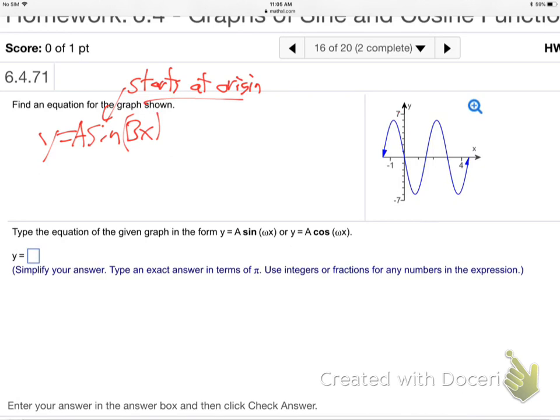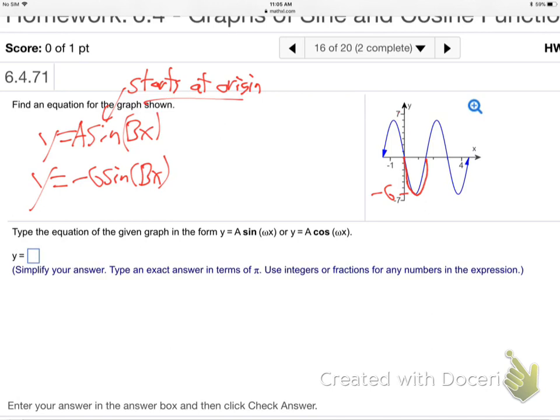What do you think the A is? 6. But negative 6. Yeah, because it's flipped. Good job, guys. It's going down, and it went down 6 first, didn't it? So the A is negative 6. We good so far? Sine graph goes down first, so this one's a negative 6. It's flipped.